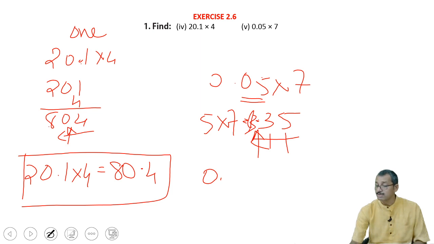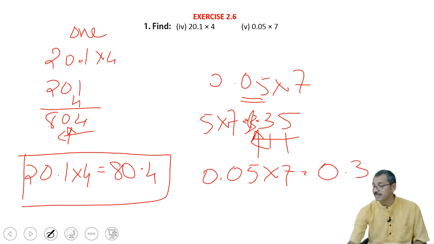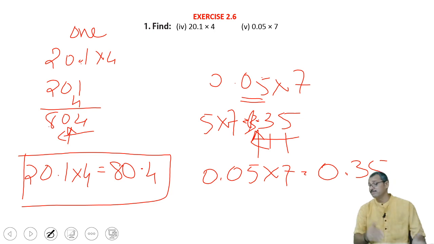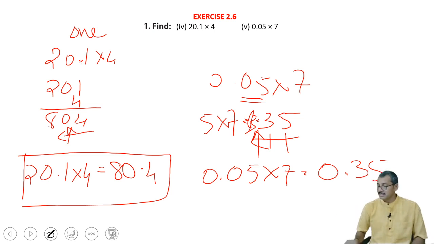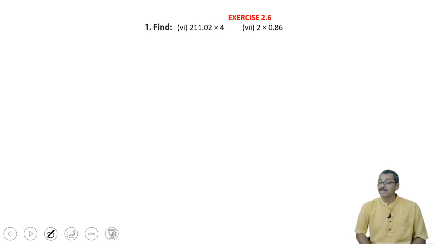So 0.05 into 7 is equal to 0.35. Why did you put this 0? Because there were no numbers, okay? That's why. Understand? Okay, we can move to the other. Okay, then the next one.